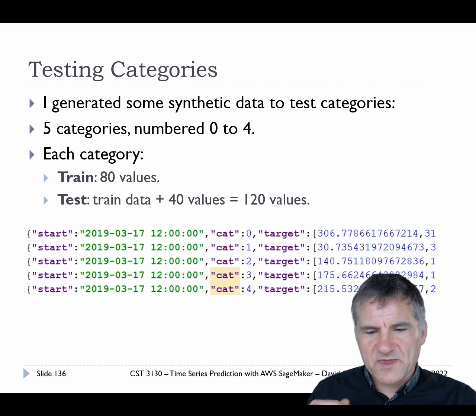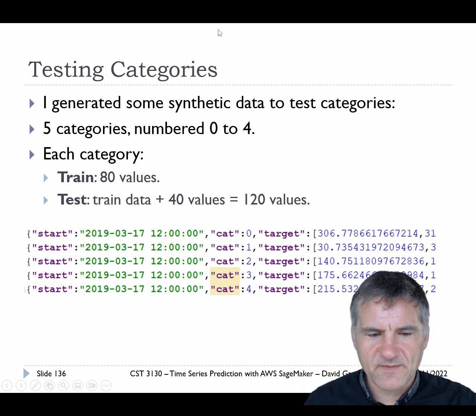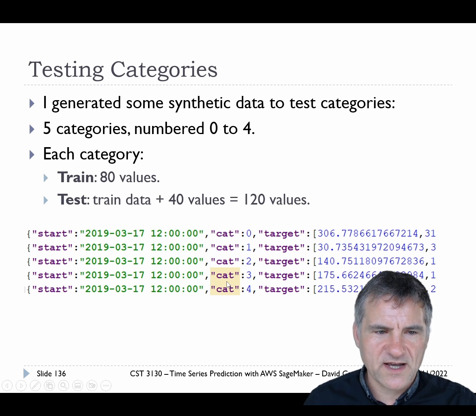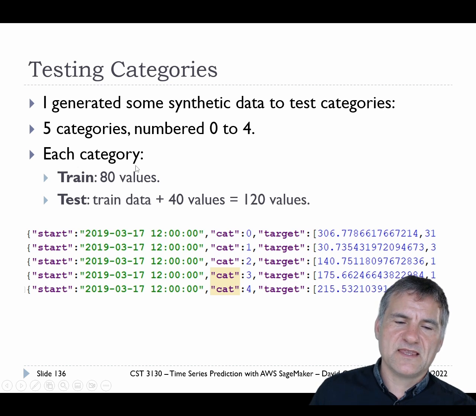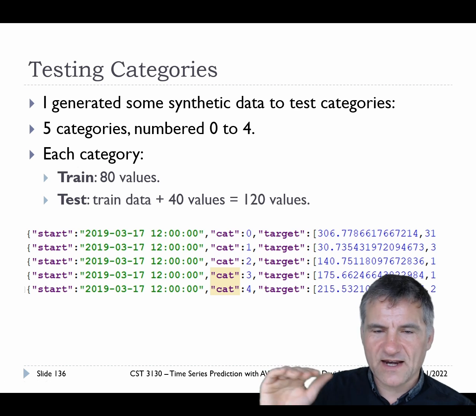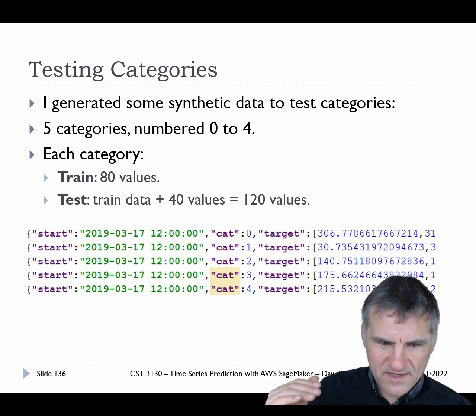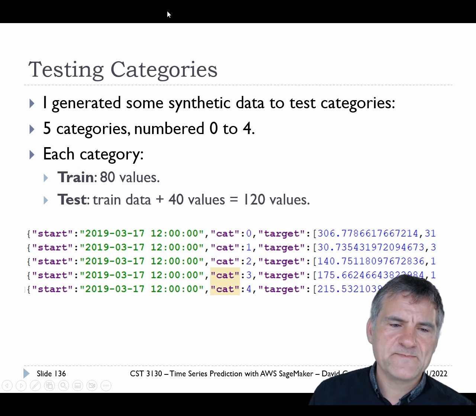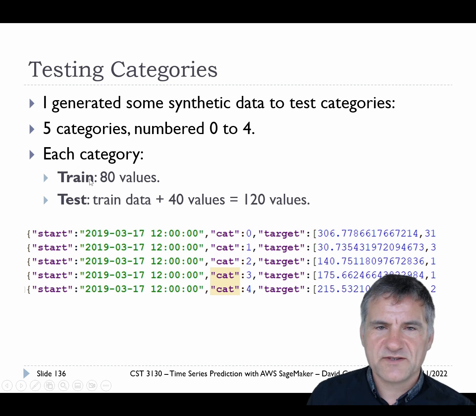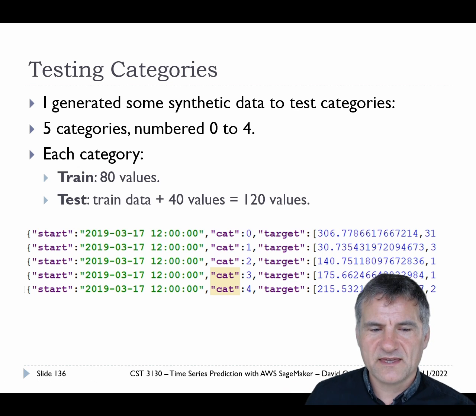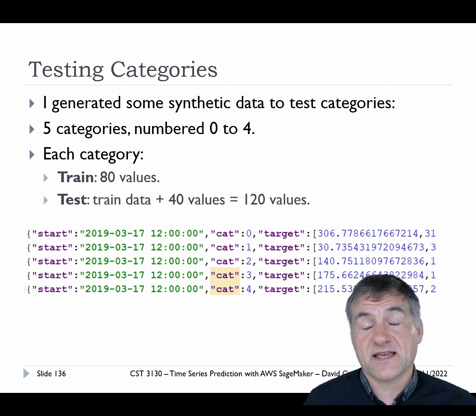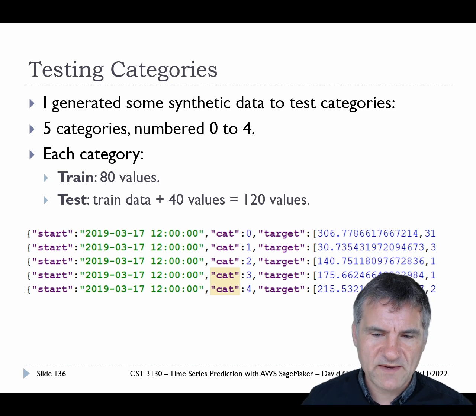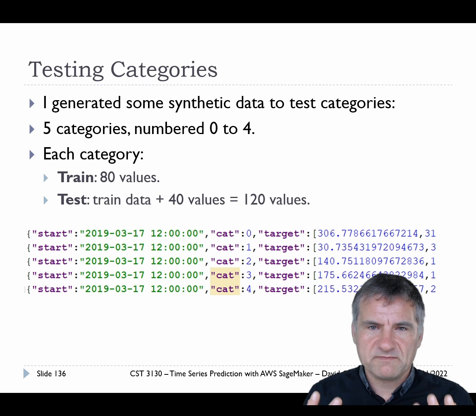But with categorical data, you'd use JSON lines format again. In this case, you have cat here, cat 0, 1, 2, 3, 4, if you've got 4 categories, and in this case you can get away with 80 values within each category. Then the train data, you train it on 80 values per category, and then test it on 120 values in each category. Even though you've only got 120 values per category, it will still mostly work.